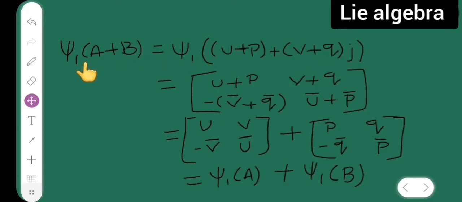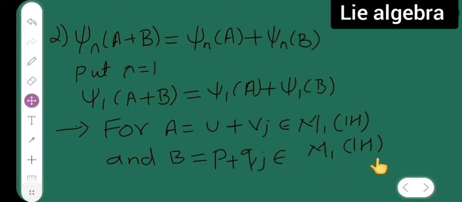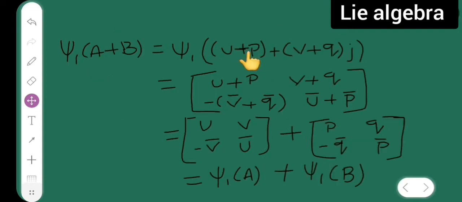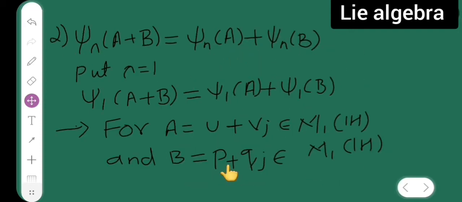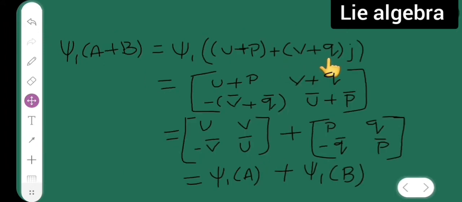Now what I have to do here? Psi 1 of A plus B is equal to psi 1. This is my A, so this is my U plus P, and V plus Q, and j is common, so write it outside the bracket. So this is equal to, how am I going to write this in matrix form? U plus P, V plus Q, minus V conjugate plus Q conjugate, U conjugate plus P conjugate.